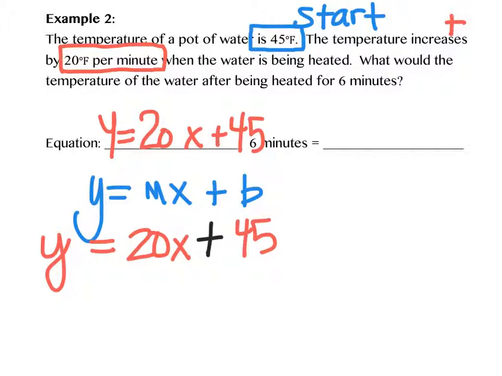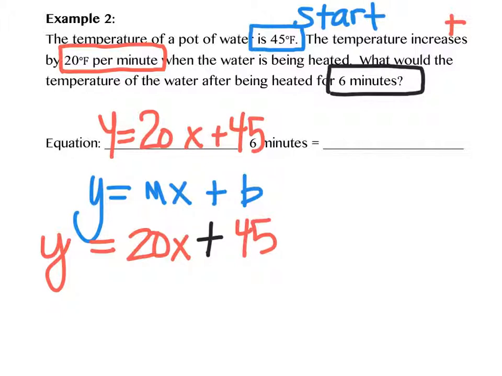If you look at the end of the problem, it says, really, I want to know the degrees after 6 minutes. Yesterday, we were working with riding rides, and they cost $2 per ride, plus the admission to get into the carnival. So this is very similar.